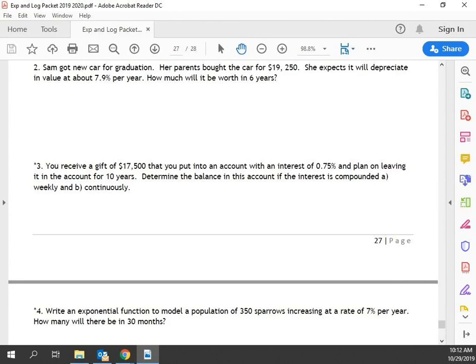So we're looking at the formula where, I need something else to look off of. So let's go ahead and define our variables here. The first thing is the amount, or the principal, which is $19,250. The rate of decay is 0.079 per year, and the time is 6 years.